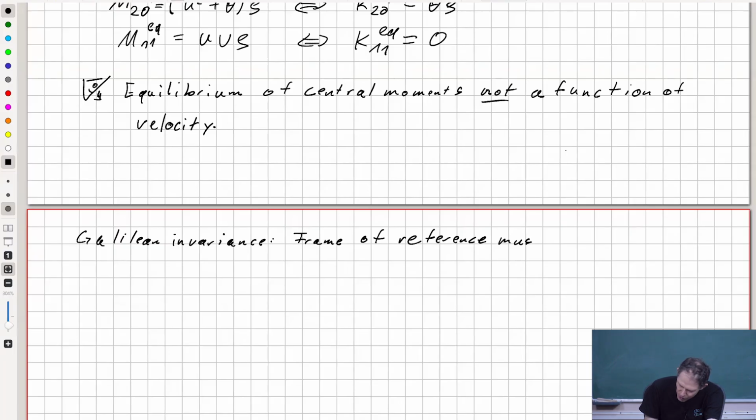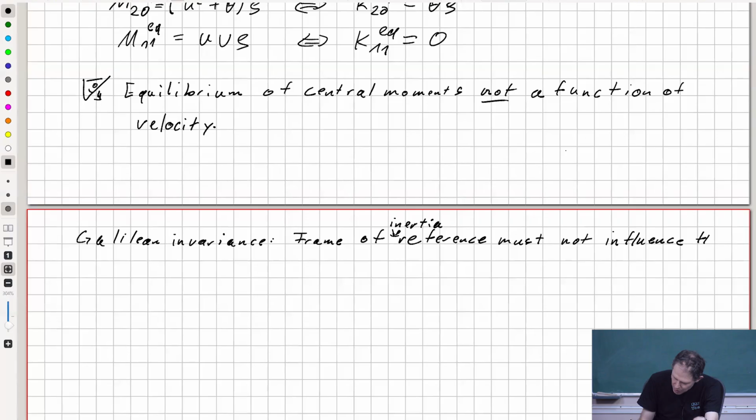Okay, I should be more precise. The inertial frame. Of course, if you have an accelerated frame of reference, then there is a Coriolis force, a centrifugal force, these things. But otherwise, the inertial frame of reference must not influence the behavior of the system.